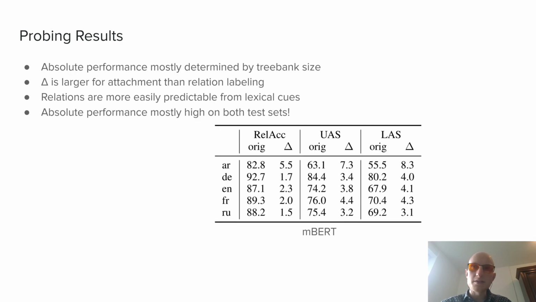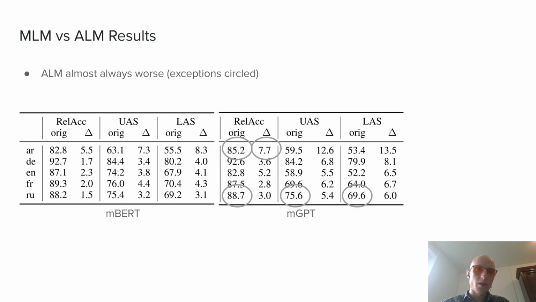For the results, shown here for multilingual BERT, we see that the absolute performance is mostly determined by the treebank size. Delta is the absolute performance drop on nonce data. It is generally larger for attachment than for relation labeling, indicating that relations are more easily extracted from lexical cues than attachment. However, in the end, the overall performance is still quite high, even on nonce data.